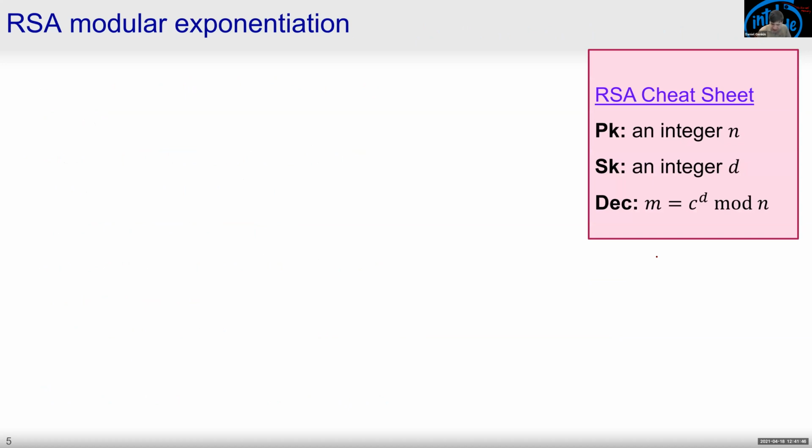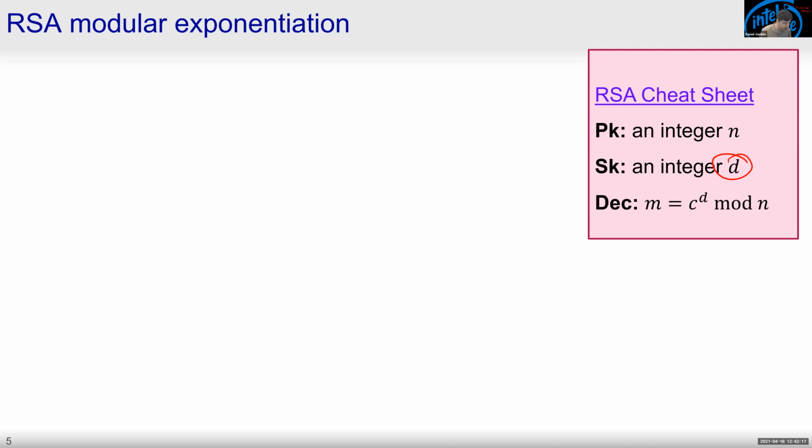RSA is a crypto system. You don't really need to know all the facts, except that the secret key is an integer D, and in order to decrypt RSA, you need to compute C to the D mod n. Well, how do you actually compute C to the D mod n? That's a good question. You can't do it in hardware. These numbers are too large. These are 2048-bit numbers. You just can't do it in hardware in one go, so you need to do it in software.